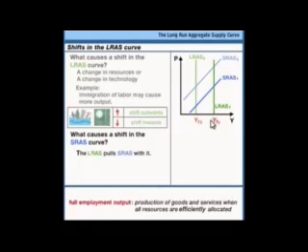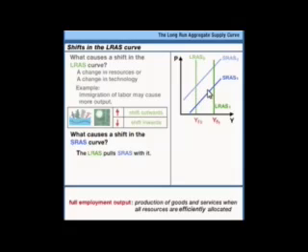So I can label this SRAS1. If the long-run aggregate supply curve were to shift inwards due to a war, it would also pull the short-run curve with it. So anything that shifts the long-run aggregate supply curve shifts the short-run aggregate supply curve along with it. It's as if they are attached right here at this point.